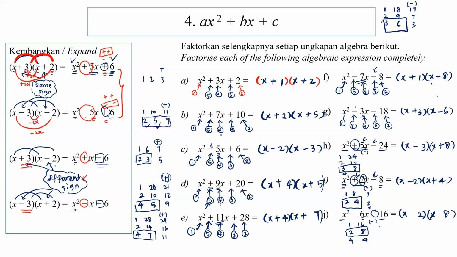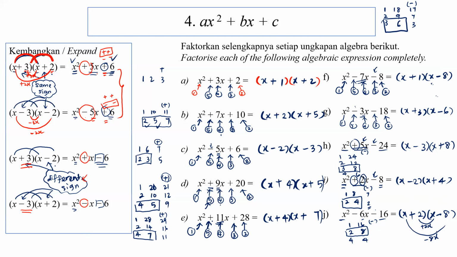Since they are different signs, so the final negative should go to the big number. So negative here, positive there. Double check, positive 2x, the outer pair, negative 8x. So the difference will be negative 6x, tally with the expression given.